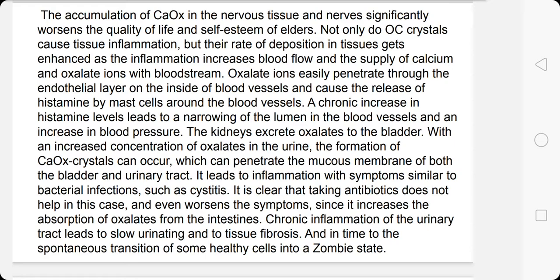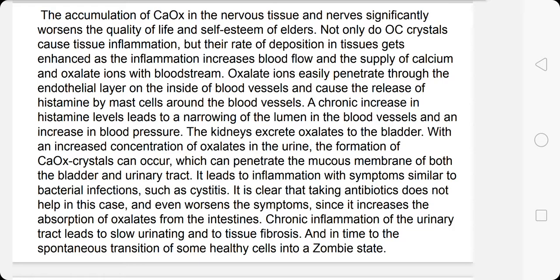Oxalate ions easily penetrate through the endothelium layer on the inside of the blood vessels and cause the release of histamine by mast cells. Such mast cells are like a guard, and if you have damage, they release histamine, which is a signal molecule to produce inflammation, but also to attract immune cells. A chronic increase in histamine level leads to a narrowing of the lumen in the blood vessels and an increase in blood vessels.